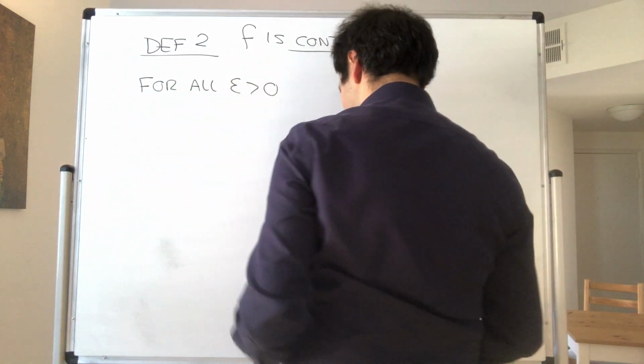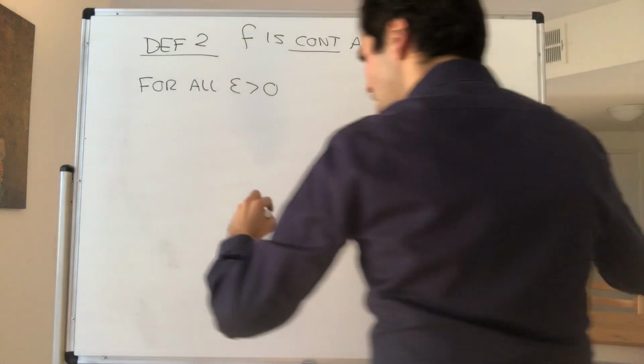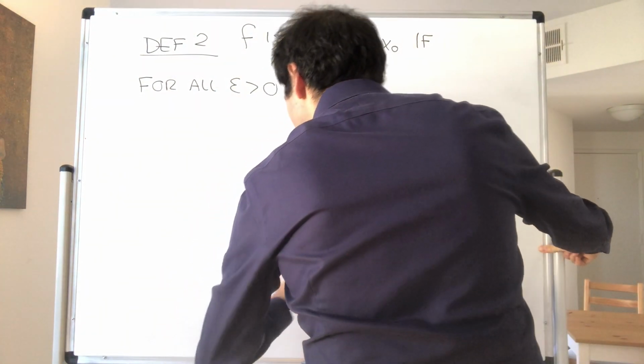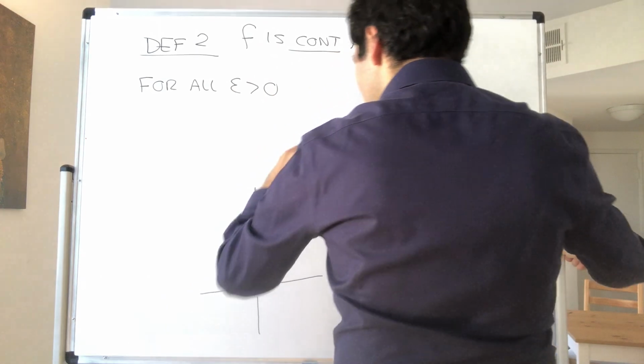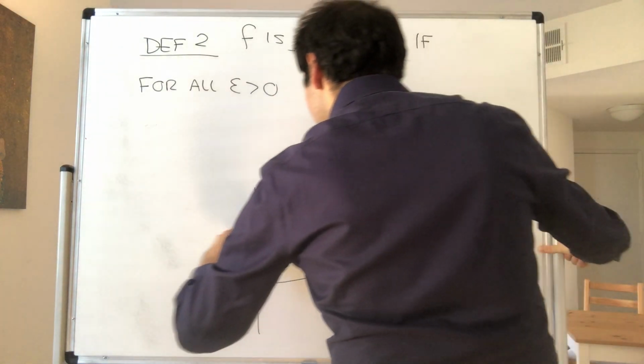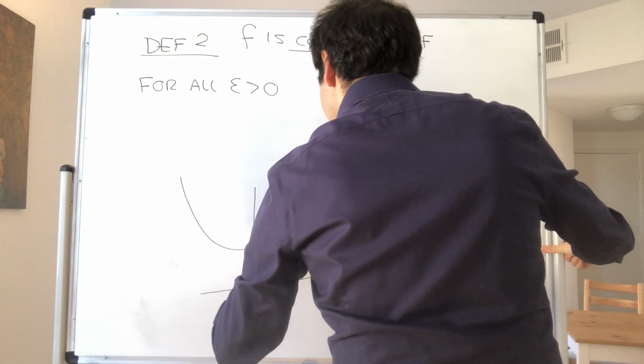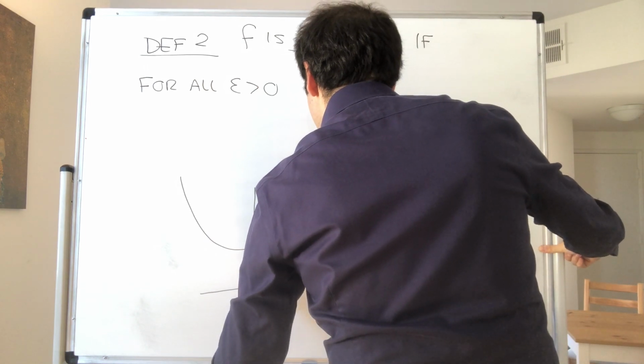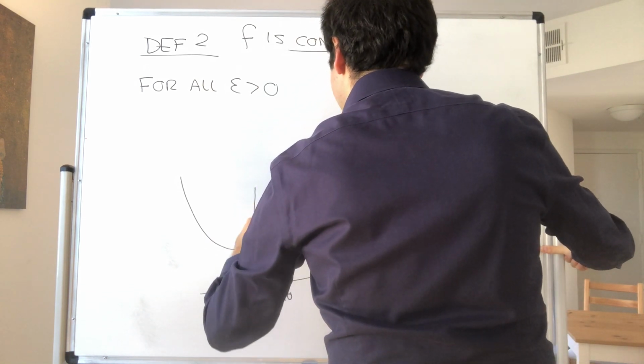epsilon greater than 0. And let me draw a picture, because it's very important in understanding this scenario. So here you have f, maybe like here, and this is x naught. Maybe this is f of x naught.